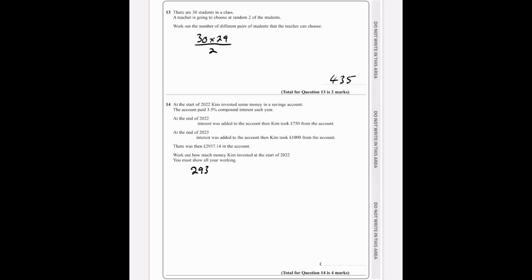Okay, for question 14, I'm going to reverse it step by step. So working backwards, I'm going to add 1,000 to reverse the £1,000 Kim took out. And then I'm going to divide by 1.035, that reverses the 3.5% interest.